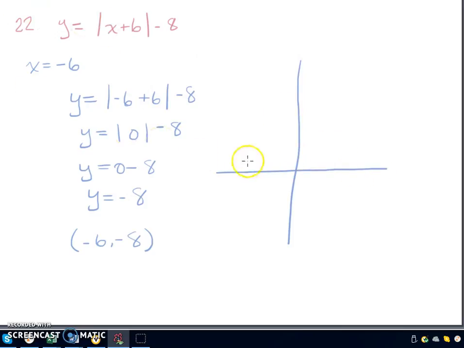Let's do our points here. So we're going to have 1, 2, 3, 4, 5, 6, negative 1, negative 2, negative 3, negative 4, negative 5, negative 6. And we're going to go down 1, 2, 3, 4, 5, 6, 7, 8. There's my negative 8. My vertex is going to be negative 6, negative 8. That's my point. And then there's nothing in front, so I'm just sketching. So my graph will look like that one. And this is my vertex, negative 6, negative 8.